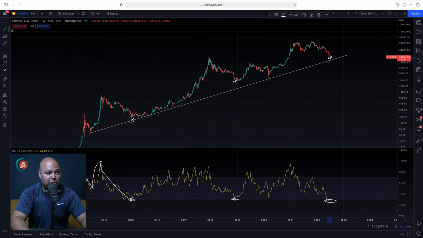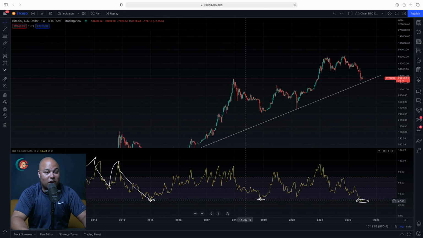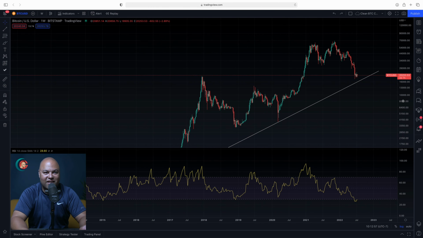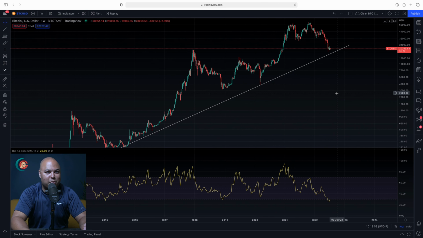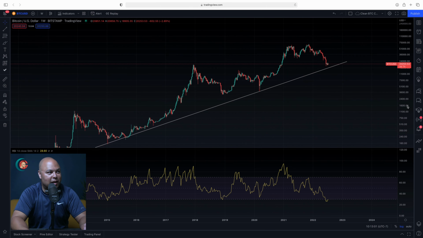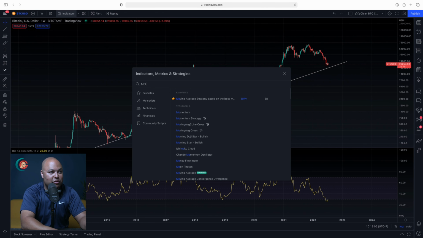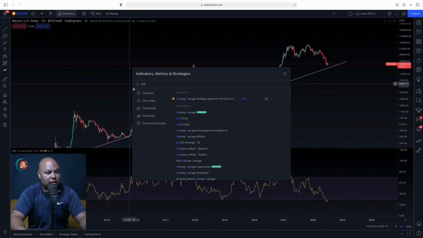The first data point is this trend line. The second data point is the RSI. Shall we go for one more data point? Okay, let's do it. I'll give you one more data point, and then we're going to wrap this up. I'm going to look at another indicator called a moving average. Moving average. Boom.